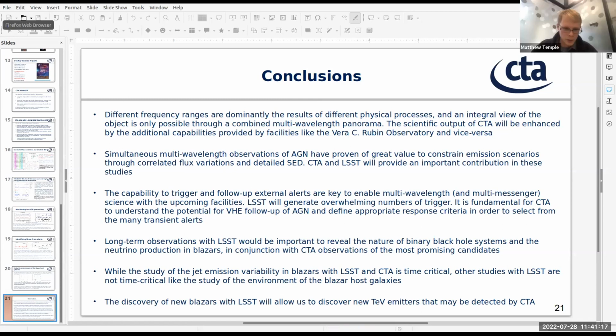I can't see any more questions from the audience, so perhaps I can ask one quickly. You sort of touched on this, but perhaps you could be a bit clearer about how well matched you think the depths of CTA and LSST are going to be? Do you expect to detect more blazars in LSST that you don't see with CTA, or do you expect to see more with CTA that are actually missed by LSST?